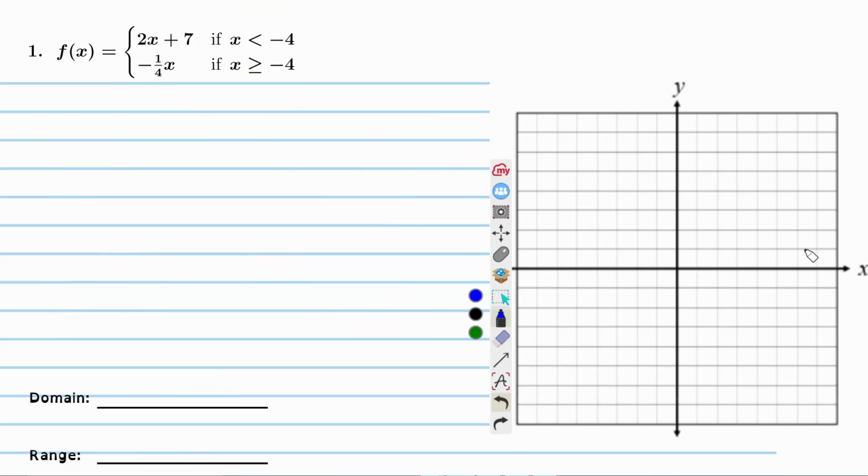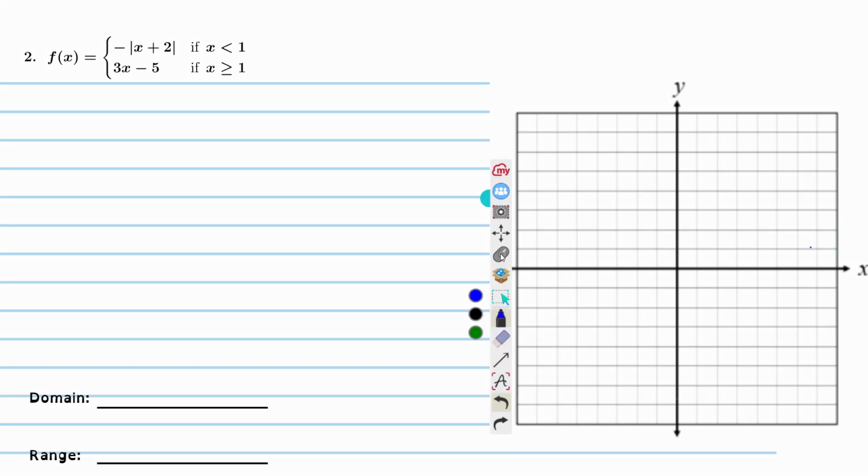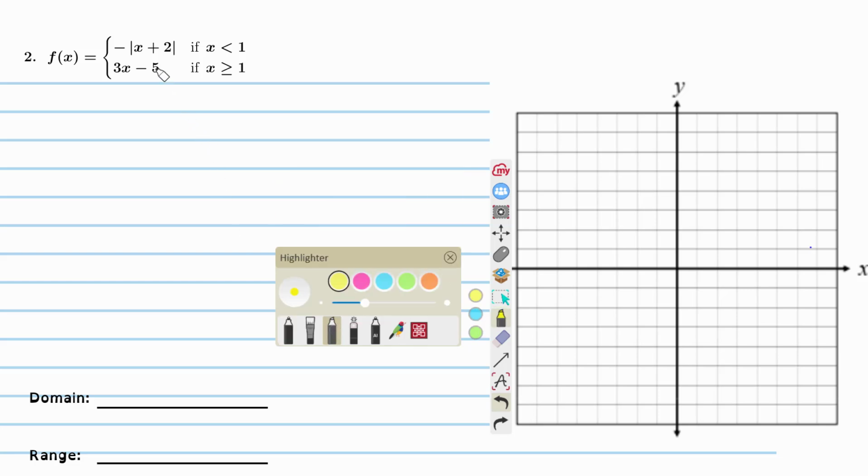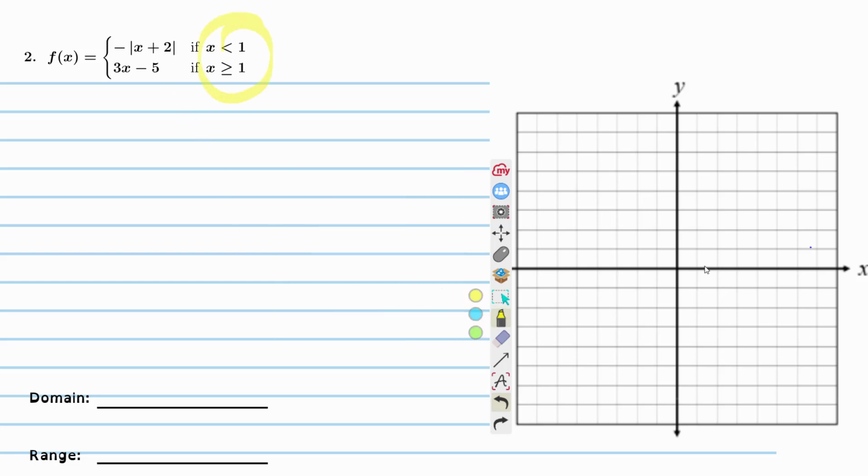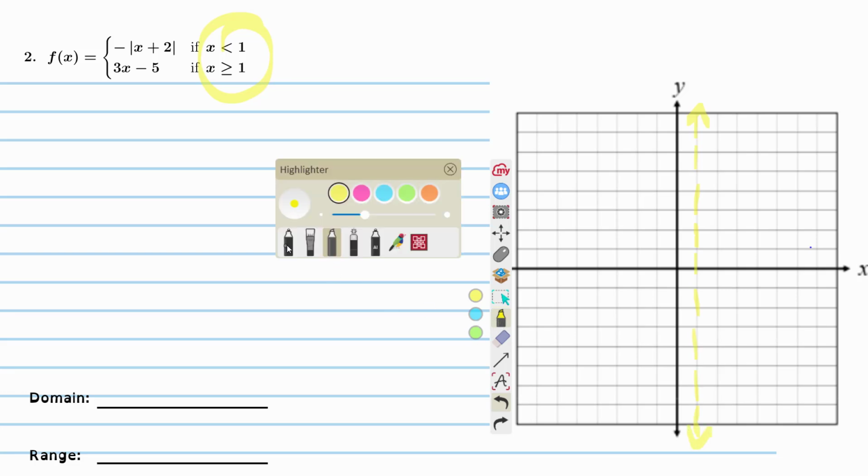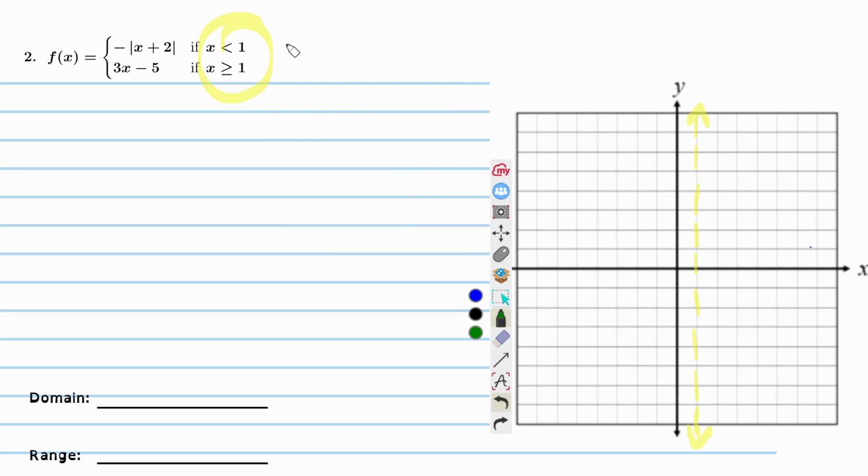So now let's look at number 2. So I need to figure out where is my wall. So my wall is at 1. So I'm drawing a vertical line at 1, going up and down. And when I'm going for the top one, it's going to be an open circle, and I'm going to the left. The bottom one's a closed circle as I'm going to the right.